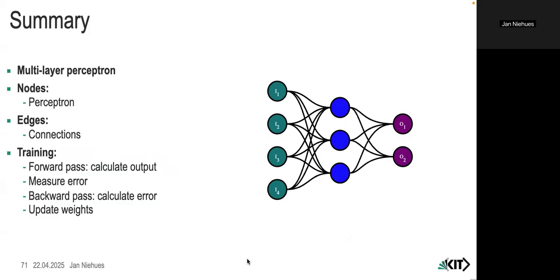And then training it. We saw it before. We do the forward pass, where we calculate the output, and then we measure the error at the end with, for example, mean square error. Then we do the backward pass to calculate each weight's contribution to the error. With this gradient, we can update the weights, and then we do it again and again. That's how these types of networks are trained.